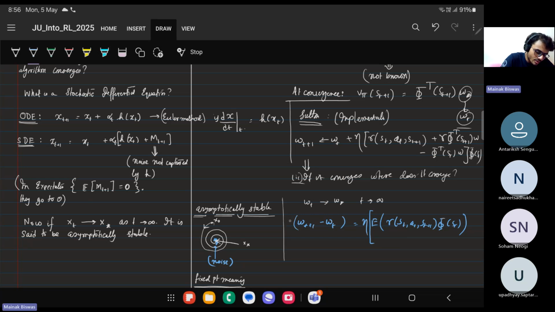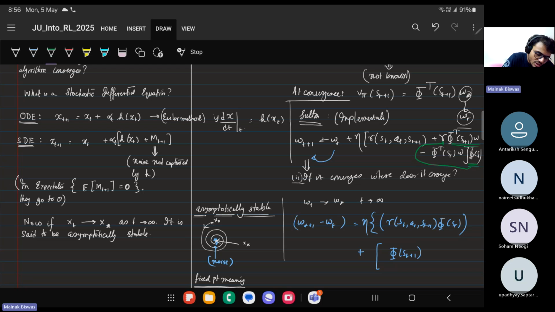For the timing, I'll remove the expectation for your understanding. Just do the algebra. So I take W_t this side. And then what else? Gamma phi of S_t plus 1 into W, minus phi transpose S_t into W. Good. So what I'll do is this phi of S_t is there. I will just multiply it, since this is a scalar, right? Everybody agrees. So dot product is a scalar.